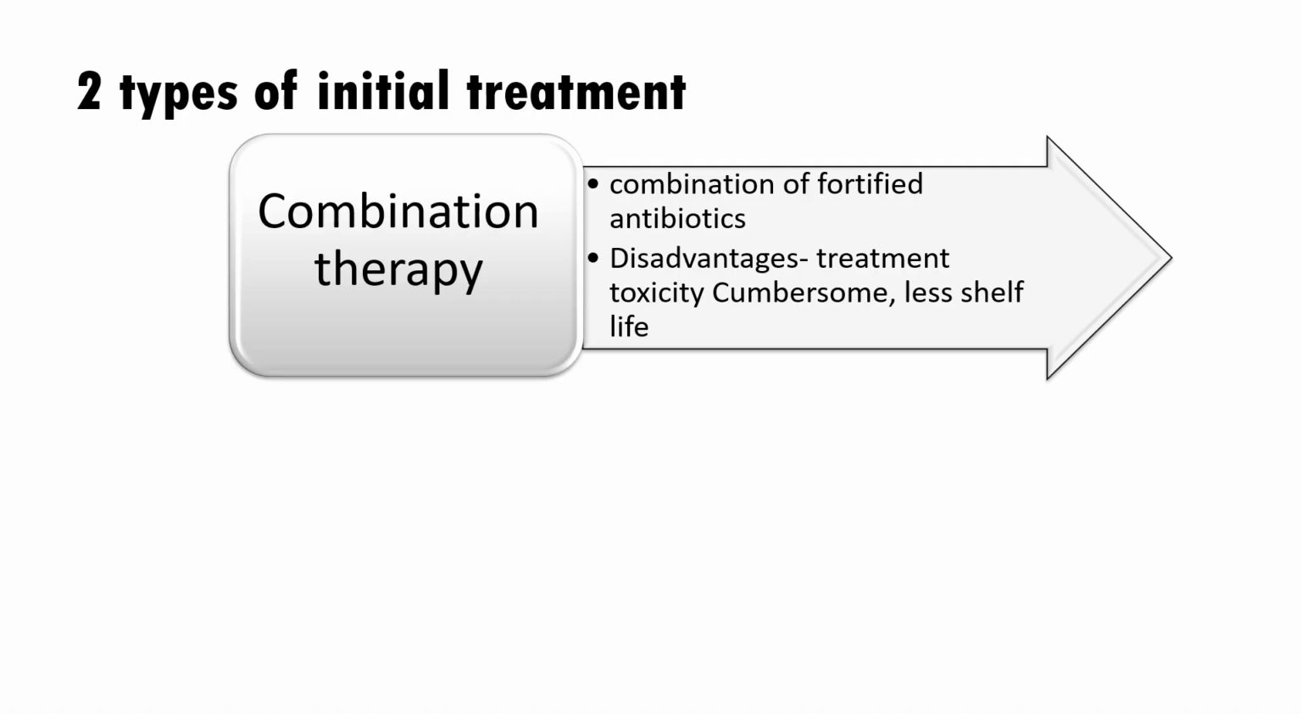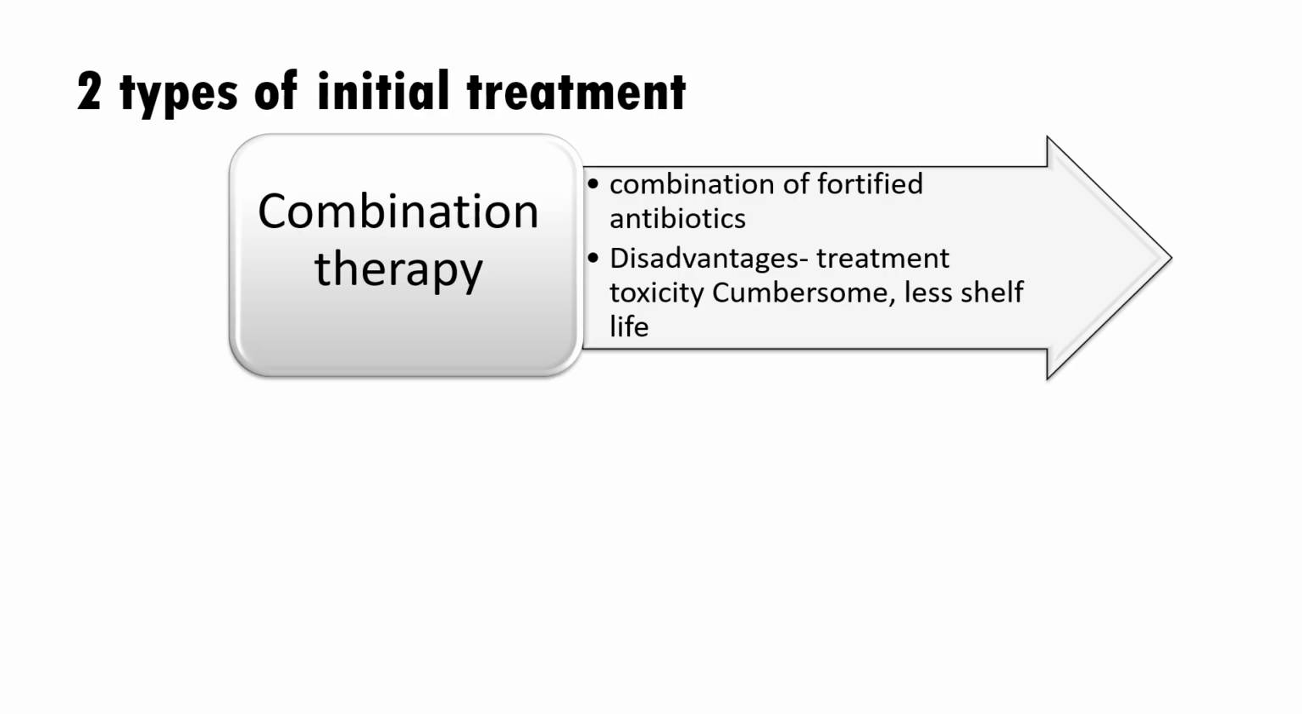Generally, there are two initial types of treatment for bacterial keratitis. The first is combination therapy, which is usually a fortified cefazolin with a fourth generation fluoroquinolone like moxifloxacin or ciprofloxacin. This is the most effective treatment which you can start. You have to make sure that you tell the patient to start the drops early.